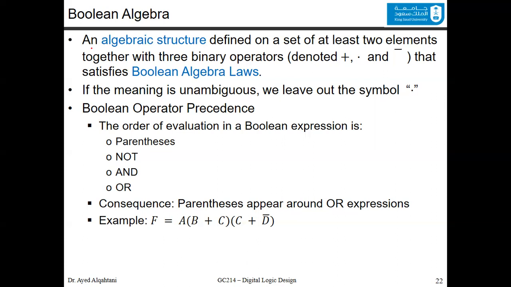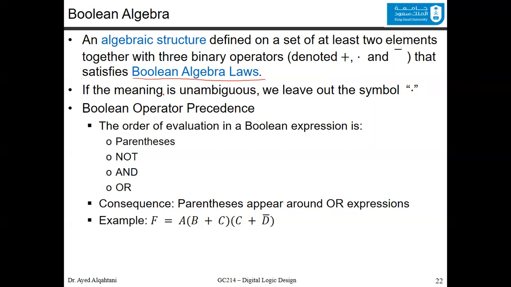So Boolean algebra is an algebraic structure defined on a set of at least 2 elements together with 3 binary operators, the OR, the AND, and the bar, that satisfy Boolean algebra laws. We will define the Boolean algebra laws. We have multiple laws that we'll see soon.